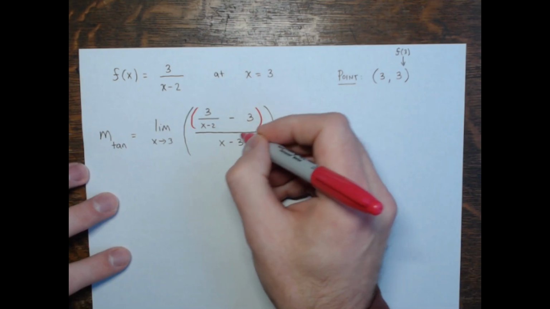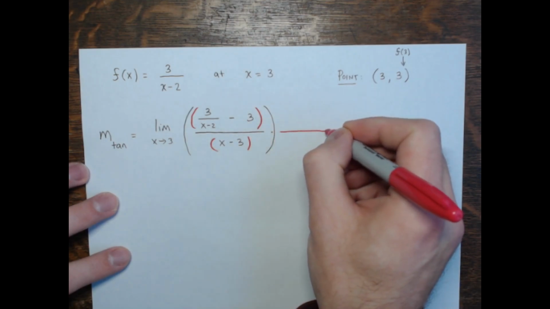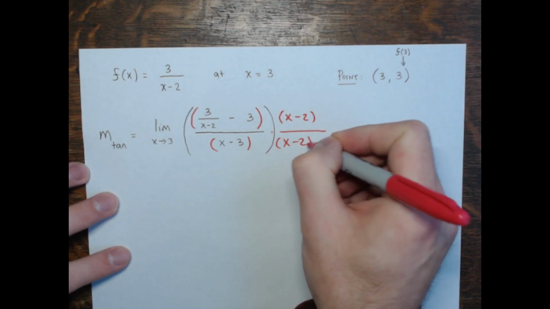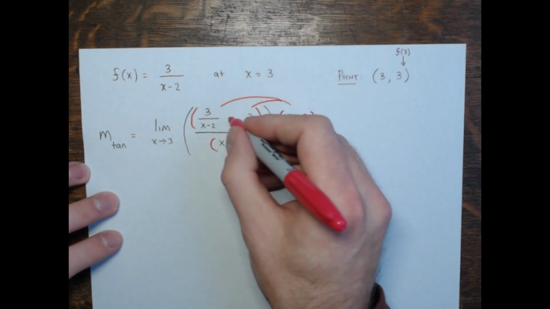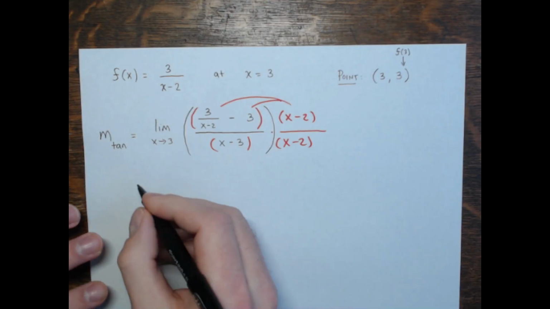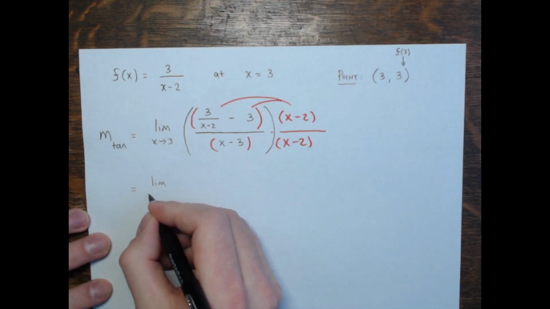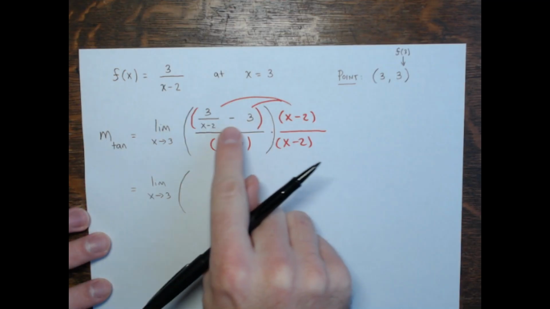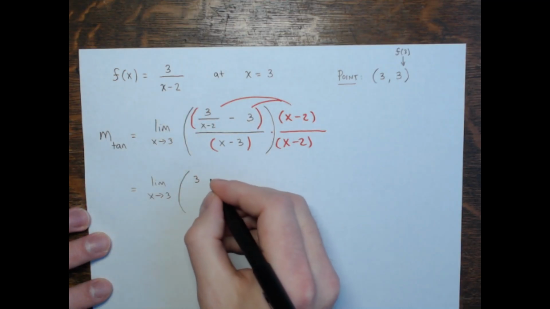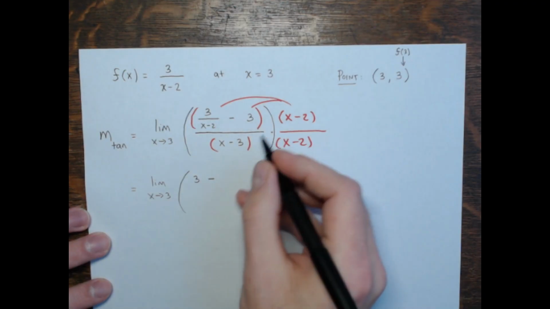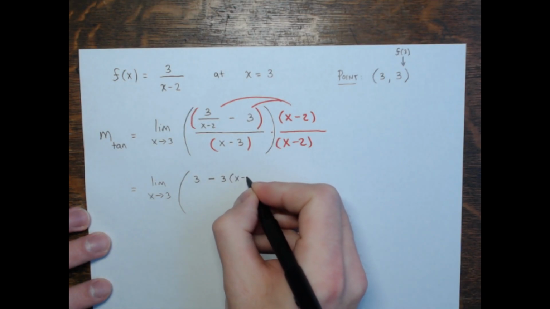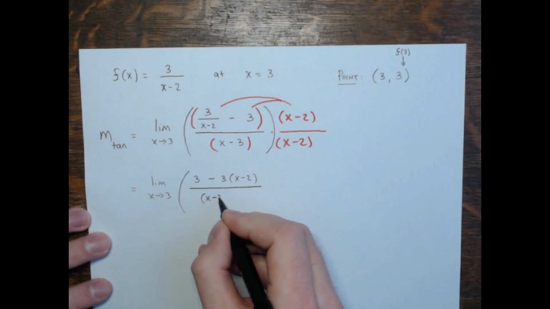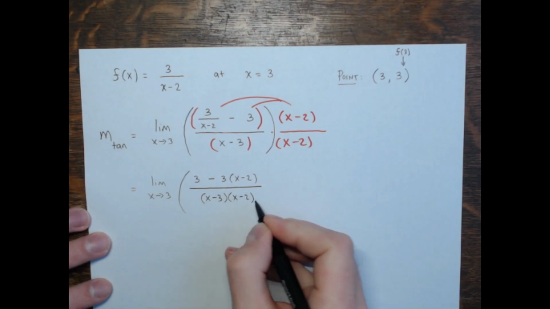So I'm going to multiply the top and bottom. Now the only denominator I see is this x minus 2, so I'm going to multiply the top and bottom by the quantity x minus 2. This would have to be distributed, right? There's a subtraction up here. So we get the limit as x approaches 3 of, in this first fraction up here, the x minus 2 would cancel. I'd be left with just 3. Then minus 3 times the quantity x minus 2 in the next term, divided by this product down here, x minus 3 times x minus 2.